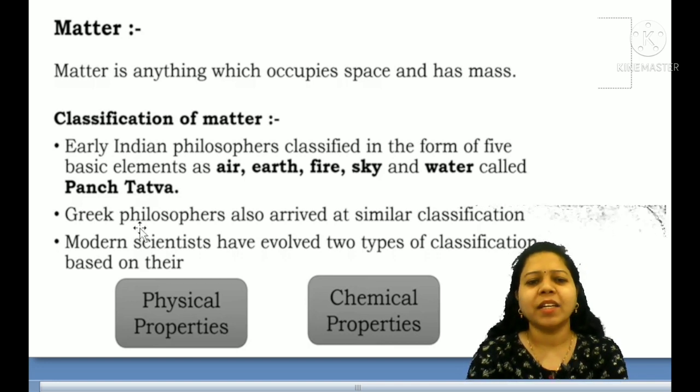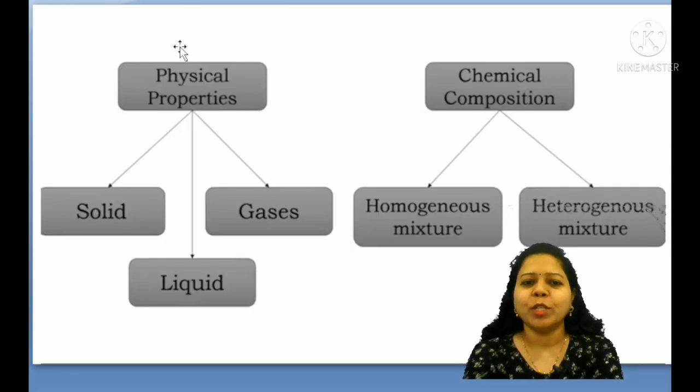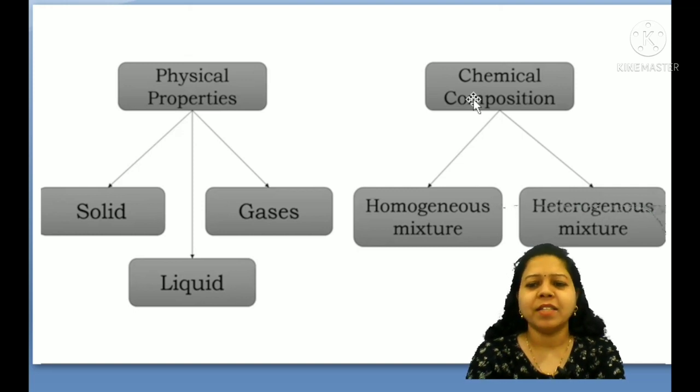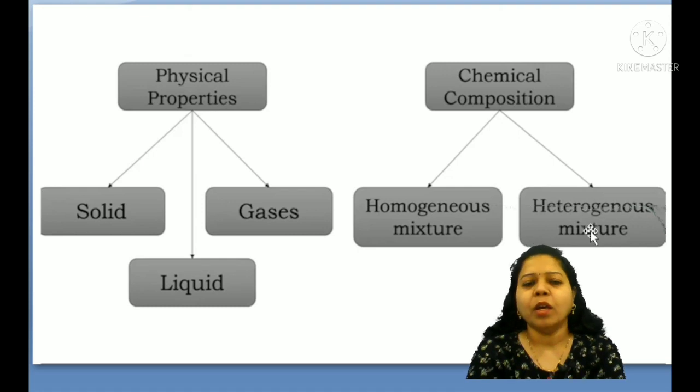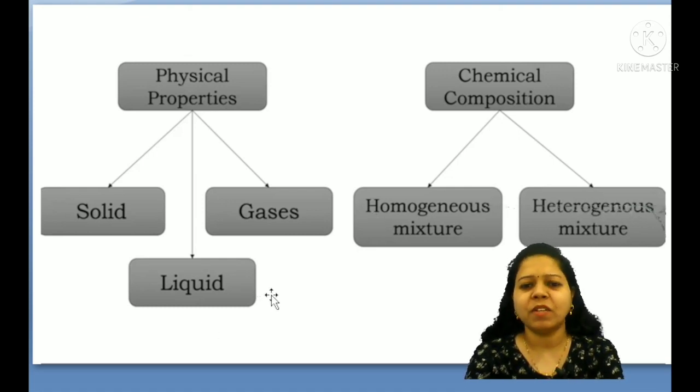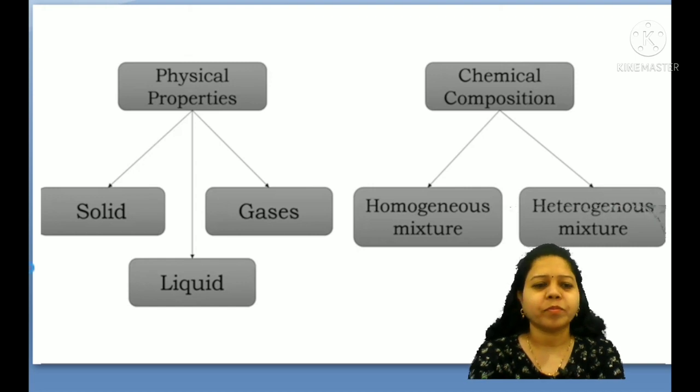Nowadays, Greek philosophers also arrived at similar classification on the basis of physical properties and chemical properties. Matter is divided into many types. On the basis of physical properties, matter is divided into solid, liquid and gases. And on the basis of chemical composition, matter is divided into homogeneous mixture and heterogeneous mixture. Now what is the meaning of each term and their properties? We'll see one by one.